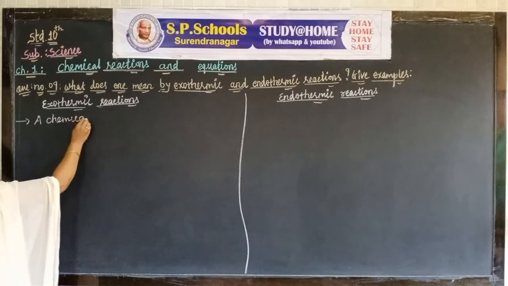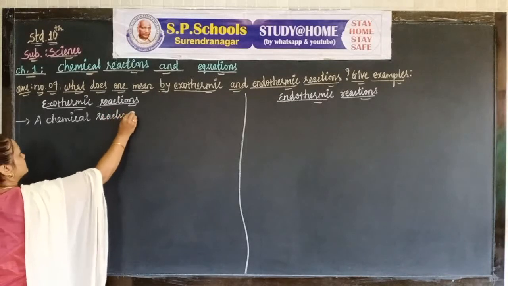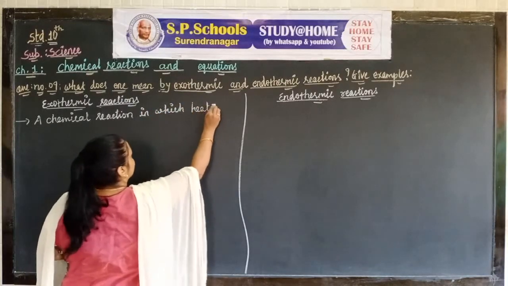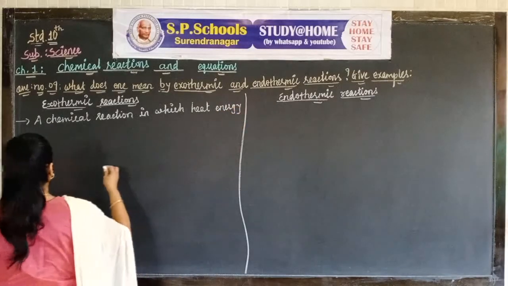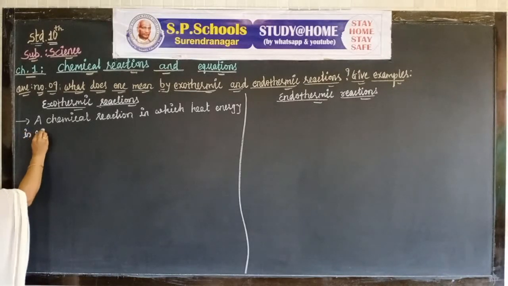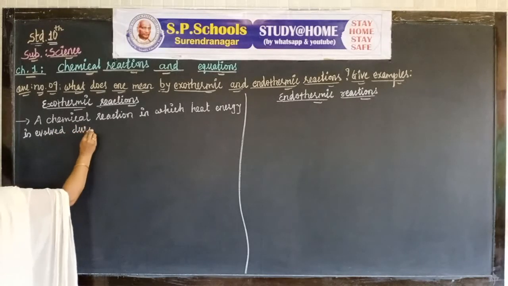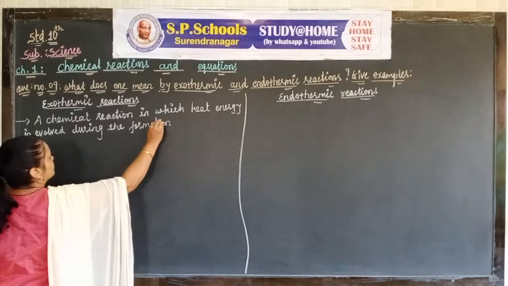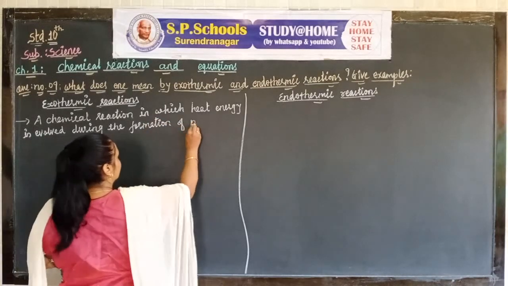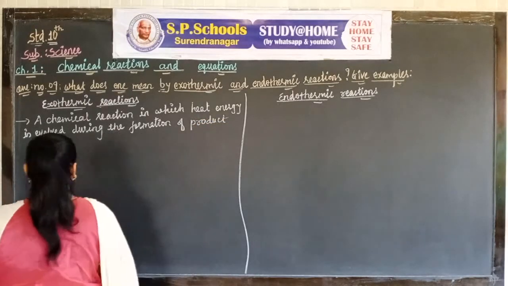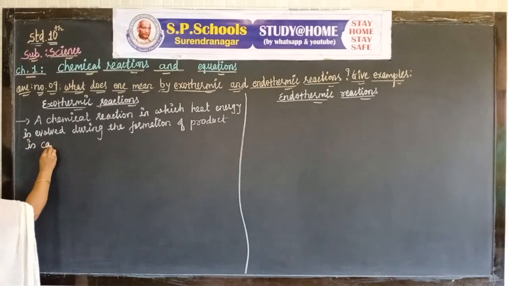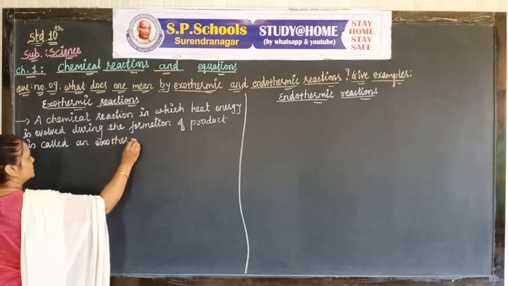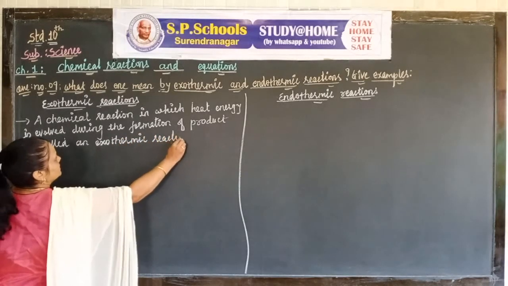A chemical reaction in which heat energy is evolved during the formation of product is called an exothermic reaction.